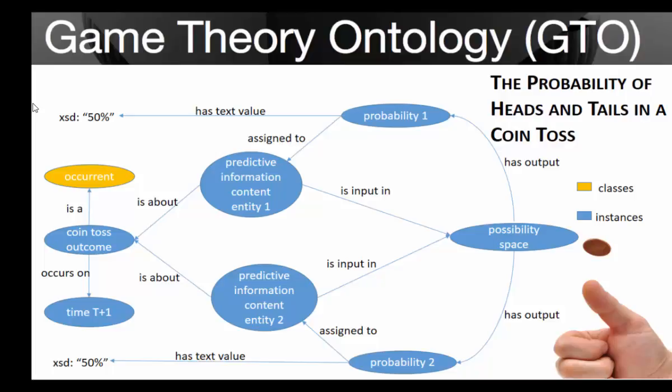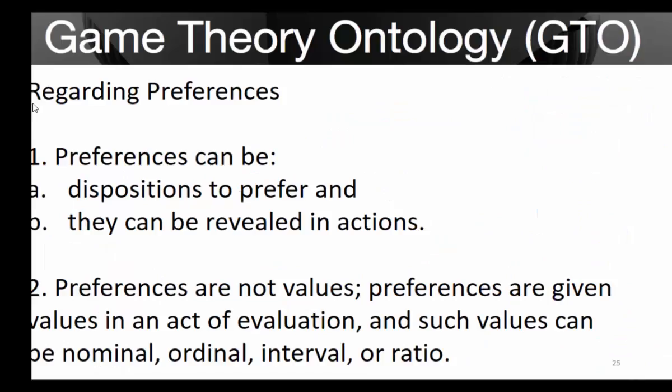So here is my treatment of tossing a coin. In the future, at time t plus 1, there's going to be an outcome of this coin toss. But right now, I have these predictions that represent the coin landing heads up and the coin landing tails. These engage in a possibility space function that assigns them probability values that have text values. Make sense? Okay, proceed forward.